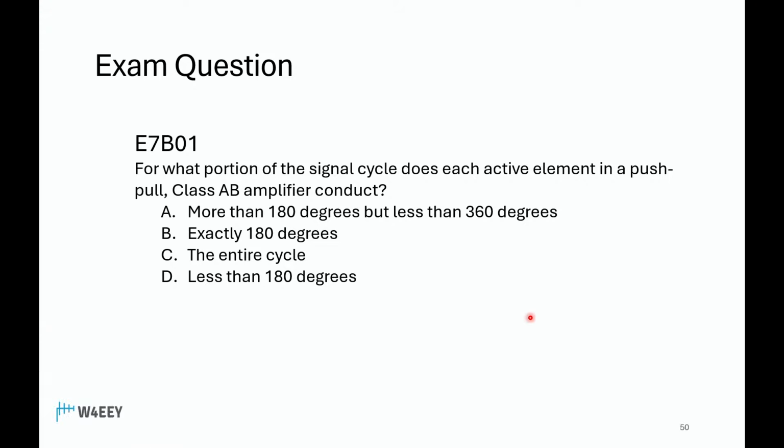Okay, so what? We'll see how much of this got absorbed now, since I presented it 3 different ways. Hopefully, all of it. For what portion of the signal cycle does each active element in a push-pull Class AB amplifier conduct? Alpha. It is alpha, more than 180 degrees, but less than 360.